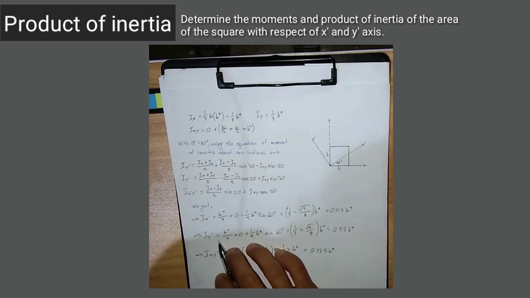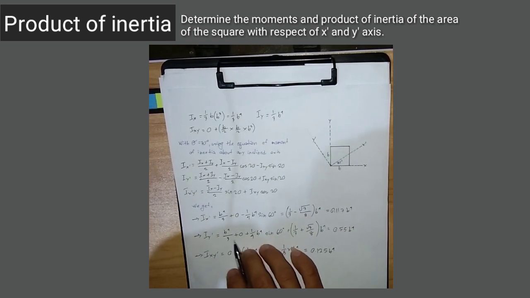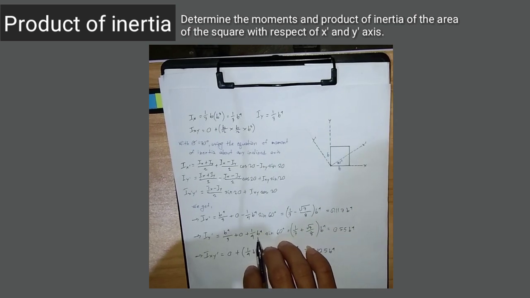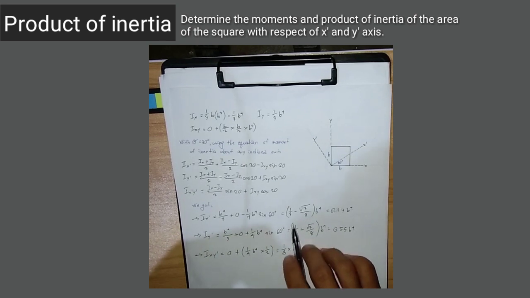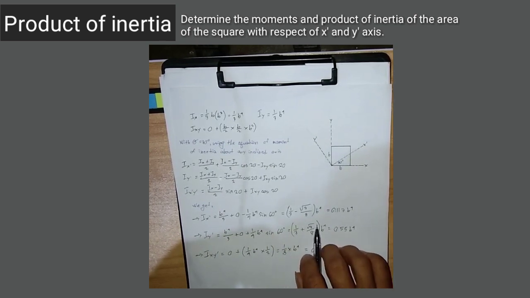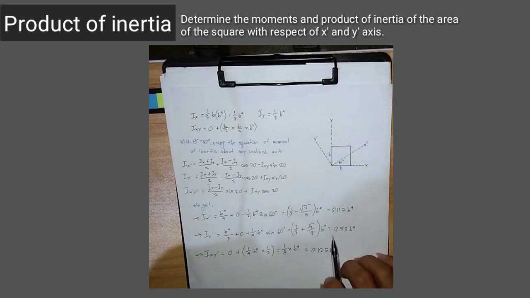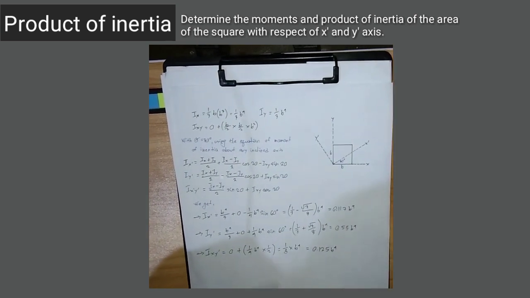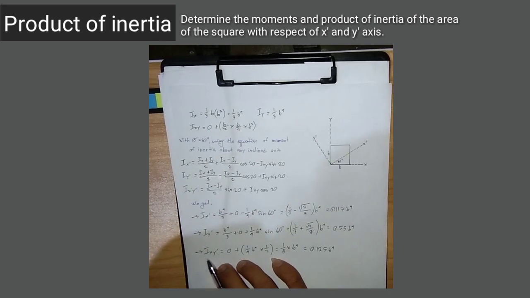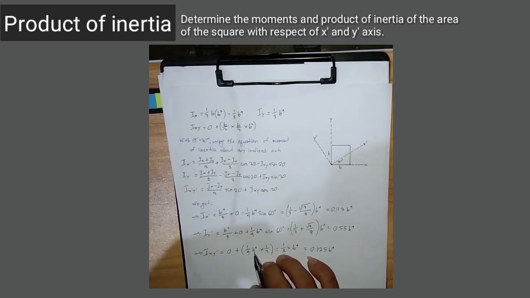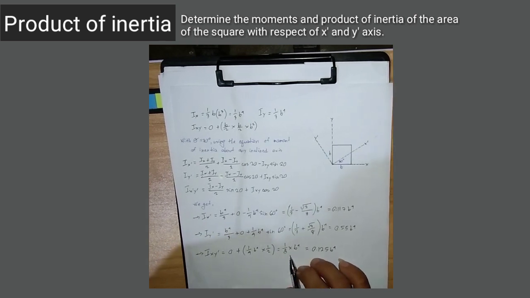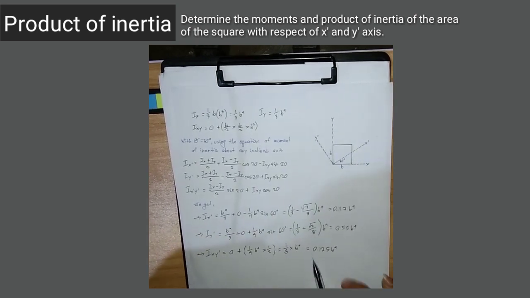For the Iy, b raised to 4 over 3 plus 0 plus 1/4 times b raised to 4 times sine 60 is equal to 1/3 plus square root of 3 all over 8 b to the 4, which is equal to 0.55 b raised to 4. Lastly, for the product of inertia along the x and y axis, it equals 0 times 0 plus 1/4 times b raised to 4 times 1/2, which is equal to 1/8 times b raised to 4, which is equal to 0.125 b raised to 4.